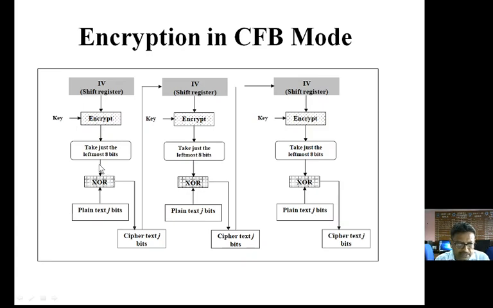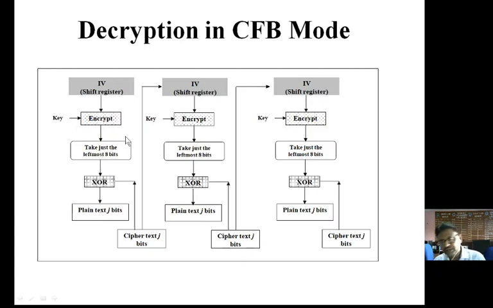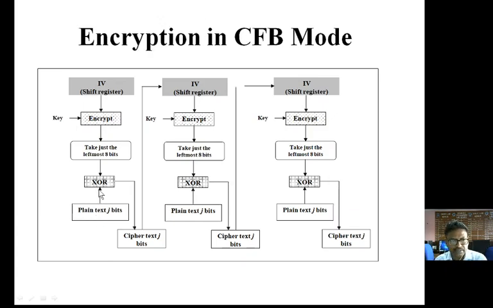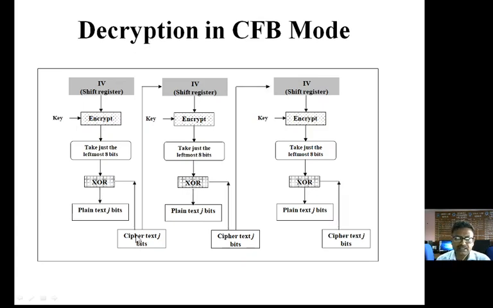So to obtain the same value, so that whenever it is XORed with the ciphertext we get the plain text value, this process should remain the same. That is why the decryption process uses the same steps. The only difference between encryption and decryption is that the ciphertext is the input in decryption and the plain text is the output, while in encryption the plain text is the input and the ciphertext is the output. The rest of the things remain the same.